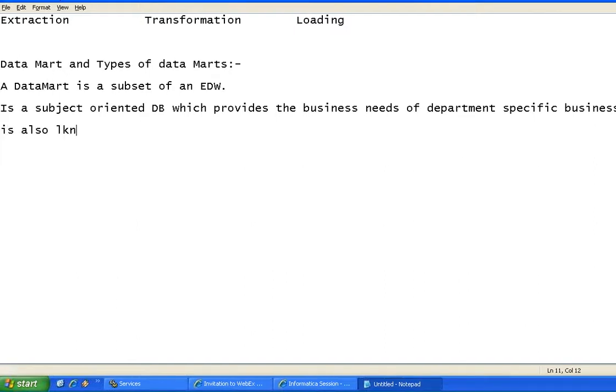This data mart is also known as HPQS. HPQS is nothing but high performance query structure. Here we have two types of data marts. What are the two types of data marts? We have dependent data mart and independent data mart.